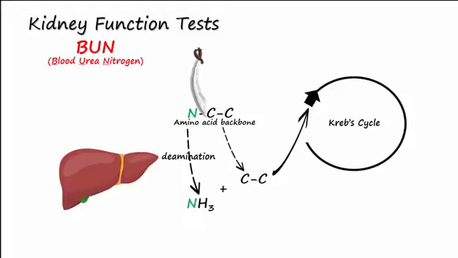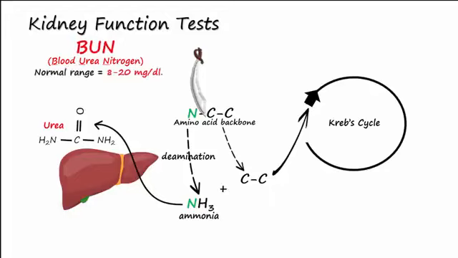The removed amino group is ammonia, or NH3, and is toxic to the body, so enzymes in the liver add a carbon dioxide molecule onto it to form the much less toxic urea, in a process known as the urea cycle. Urea can then be excreted out of the body by the kidneys. The level of urea in the blood is the BUN, and its normal range is 8 to 20 milligrams per deciliter.